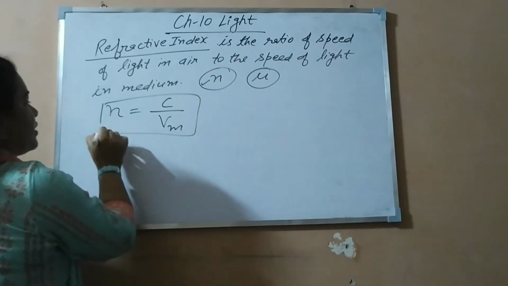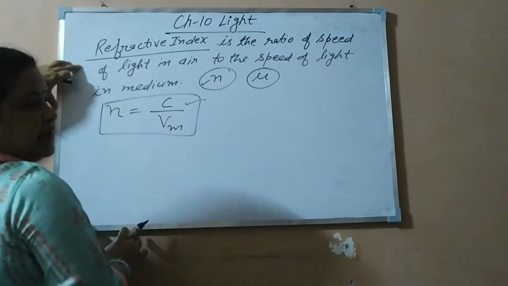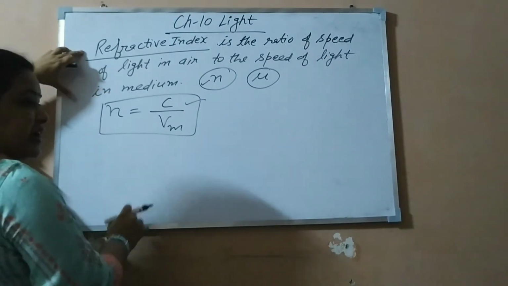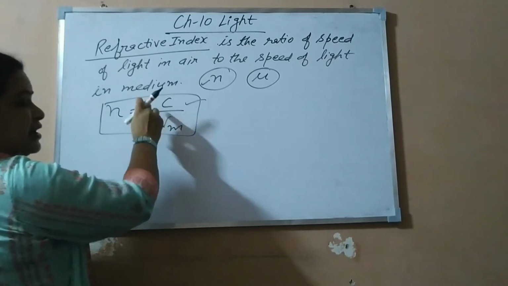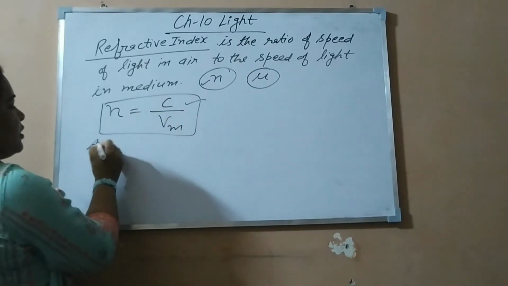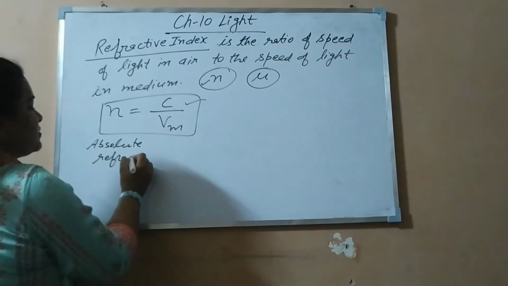This is also known as absolute refractive index because we are taking the first medium as air. So this refractive index is also known as absolute refractive index.